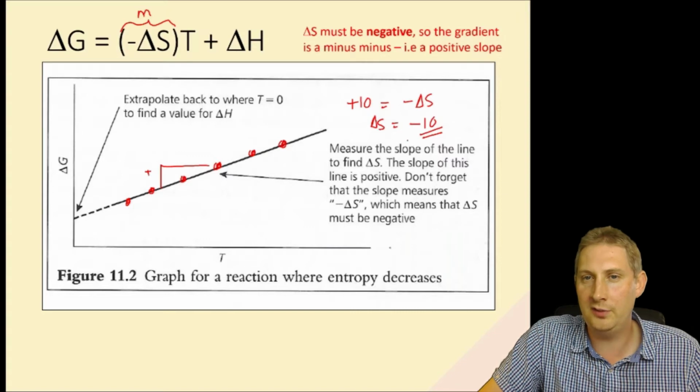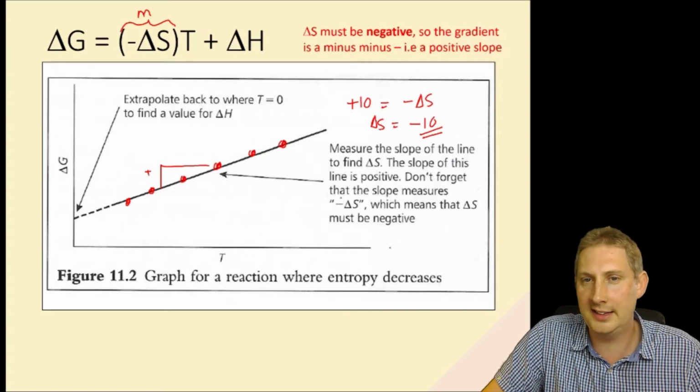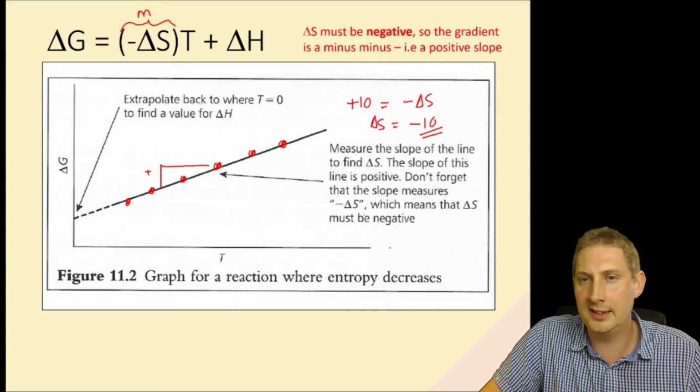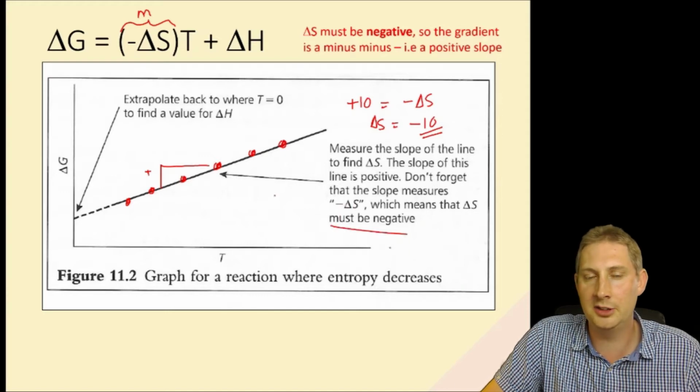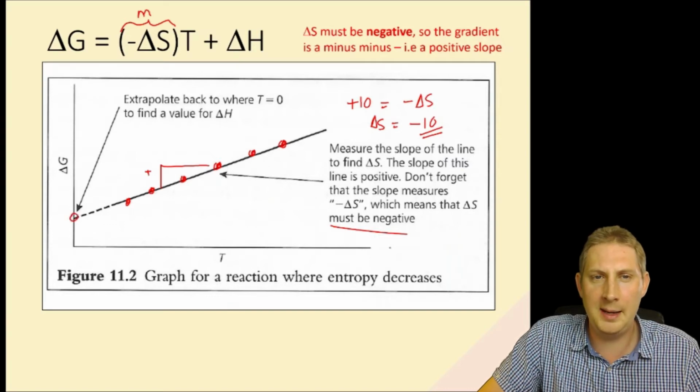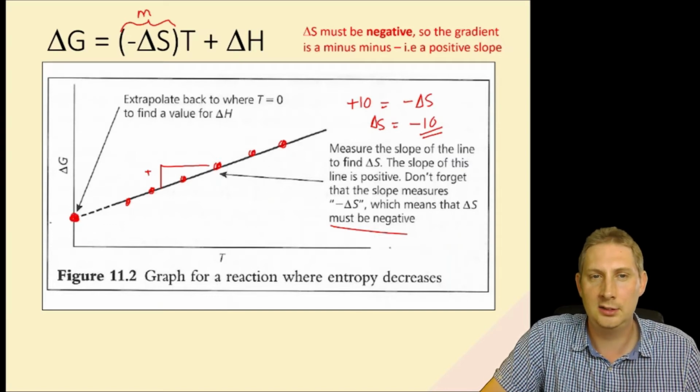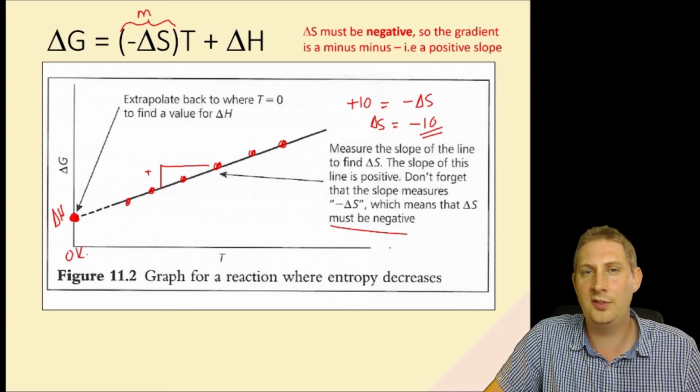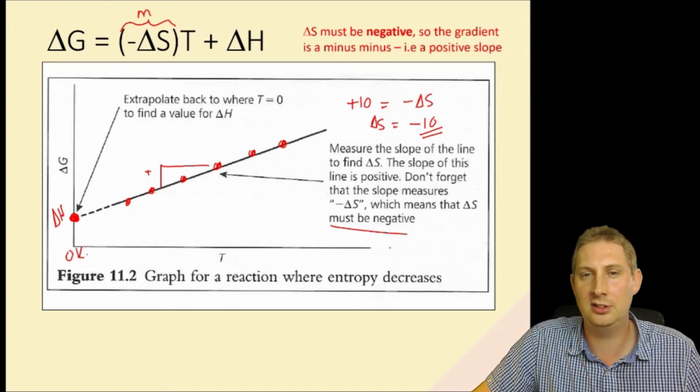So don't forget that the slope measures minus delta S, which means that delta S must be negative so that you get a minus minus, in other words, a positive slope. And again, extrapolate back here to T equals 0 to find a value for delta H.